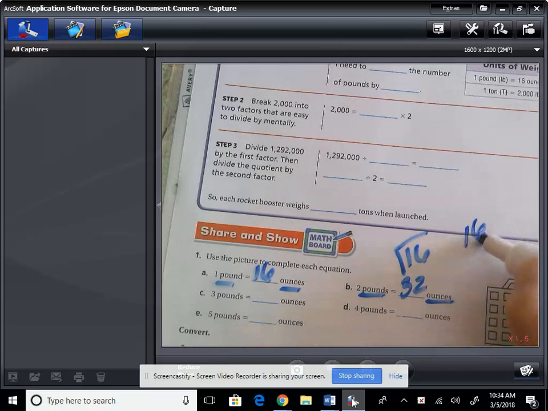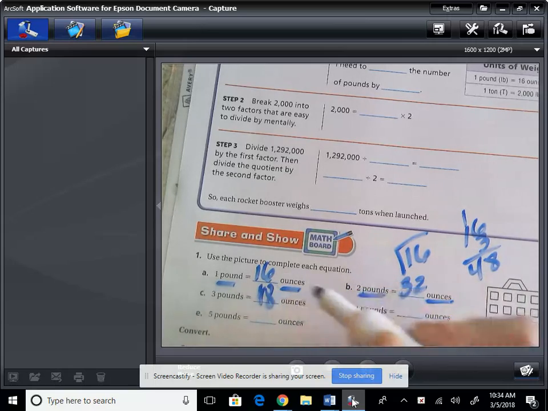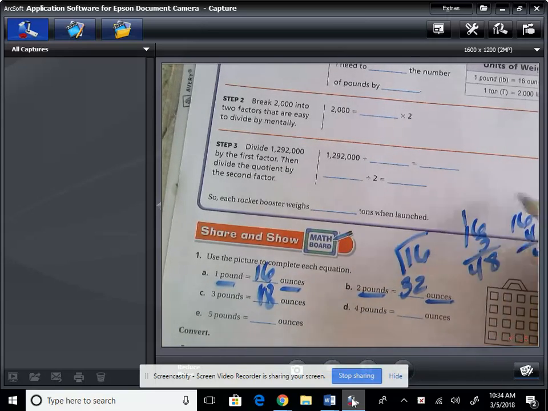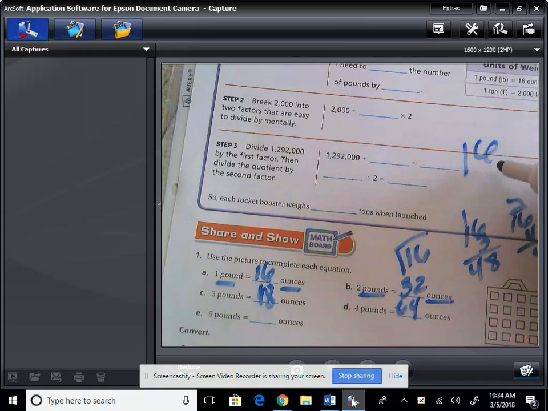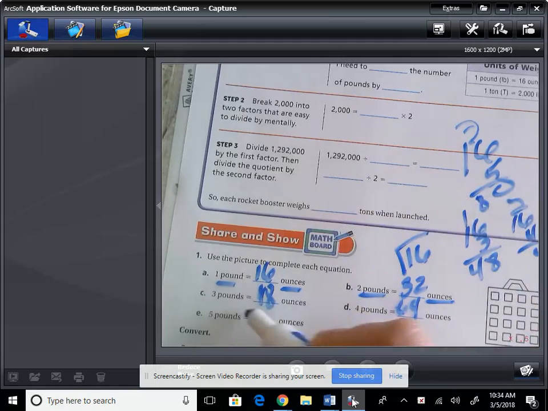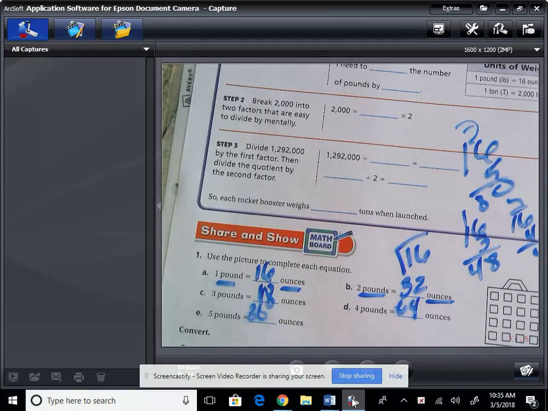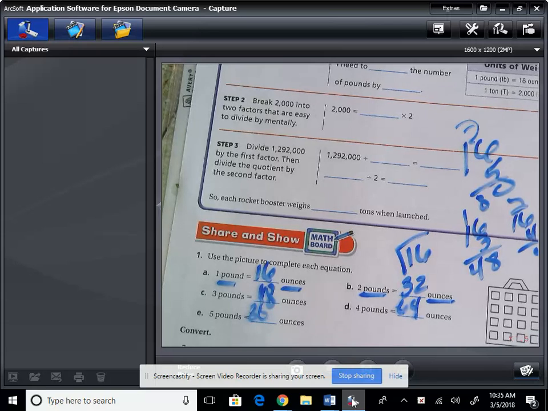16 times 3 is 48. 16 times 4 is 64, and I should have just doubled this one. 16 times 5, as long as it's lined up, is 80. Okay, if I'm going from pounds to ounces, I'm going larger to smaller, so I multiply. So there's 15 pounds and there's 16 ounces in a pound. I got 240 ounces if you do the work.